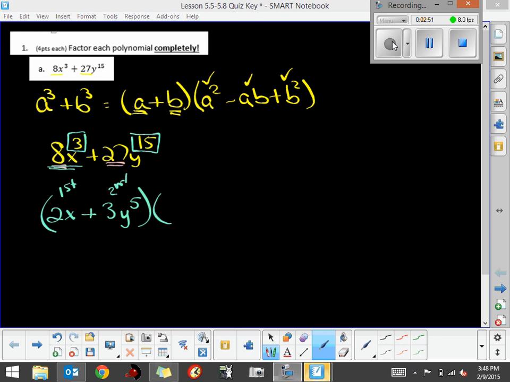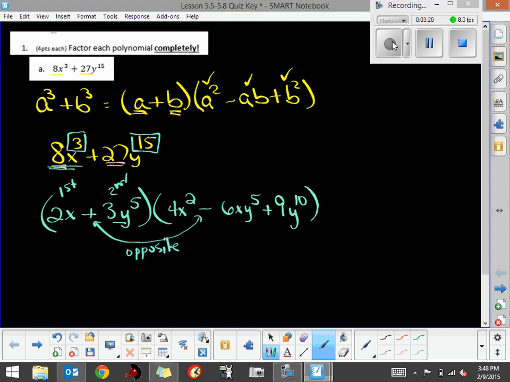So now I take and square the first thing, which is 4x squared. And I'm going to take the first thing times the second thing and multiply them. And it's always going to be subtraction because these signs are always going to be opposite. So I have to take the first thing times the second thing, which is 2x times 3y to the 5th, which is 6xy to the 5th. Then I have to take the second thing and square it. So that's going to be 3 times 3, which is a 9, and a y to the 5th times a y to the 5th, which is a y to the 10th. This is the factorization of question 1a.